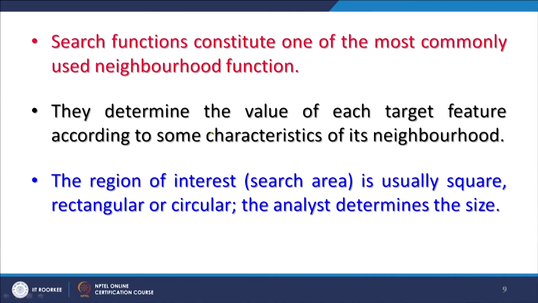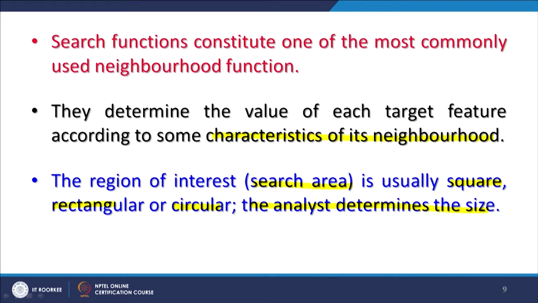Now as you know, these search functions constitute one of the most commonly used neighborhood operations. This is what I also described earlier: these are very common, and almost every day if you have a good GIS database available and you use it regularly, then these search functions are used very commonly, and you try to get information from a neighborhood also. Through this you determine each target feature according to some characteristics of its neighborhood, and also the search area depending on the area of interest or region of interest. Usually that may be square in shape, rectangular, circular, or analysts determine the size.